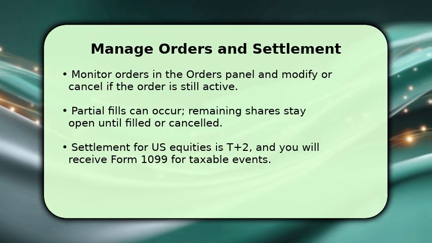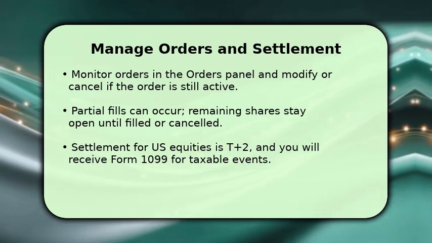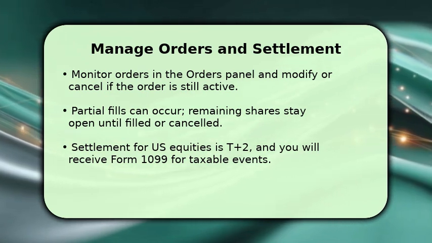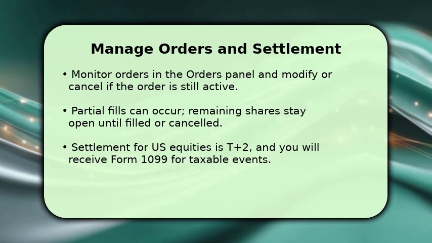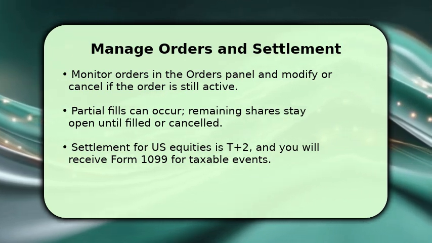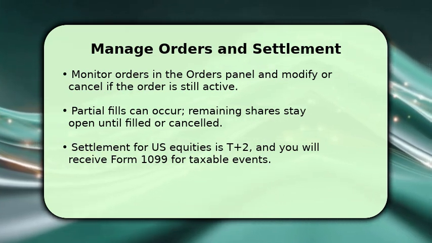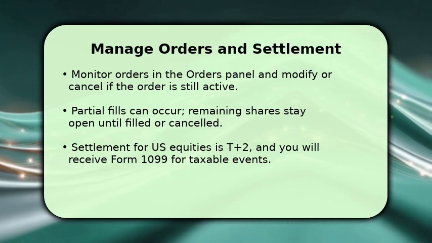If the order is still active, you can modify price or quantity or cancel the order entirely. Partial fills may happen, and any remaining shares will stay open until filled or canceled. Note that U.S. equity trades settle on a T+2 business day cycle for cash availability.